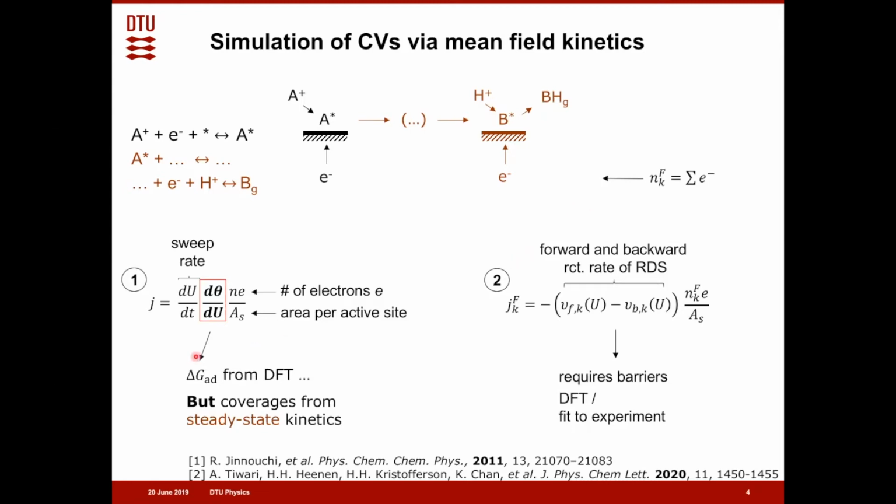As opposed to the thermodynamic approach, we now do not obtain our coverage potential relationship from a phase diagram derived from DFT, but we directly use the coverage obtained from the steady-state conditions. We note that in order to include the kinetics properly, we require electrochemical barriers. These can be approximated through DFT, or if enough information is available, we can fit them to experiment.